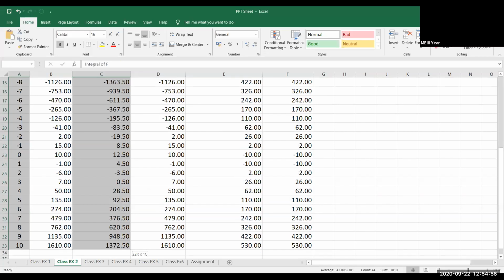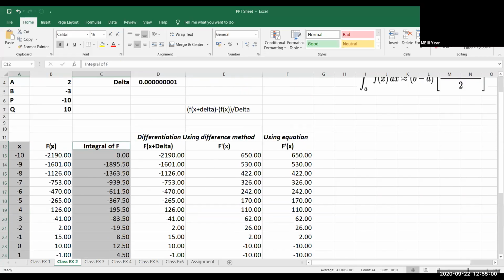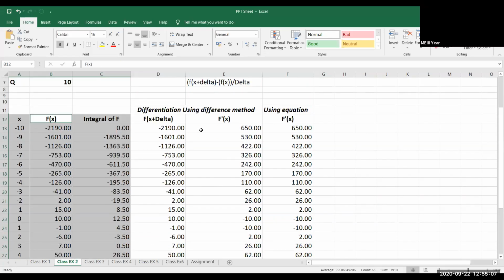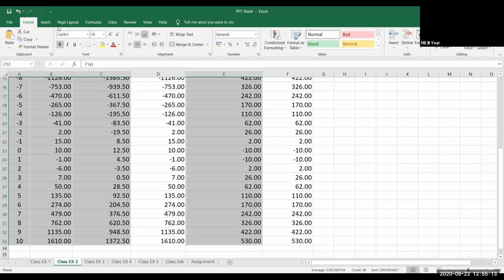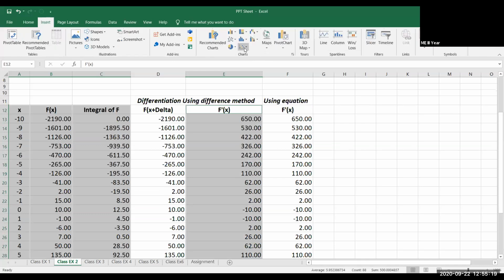In one graph we want to see how the variation could be there. Then this fx also you have to select. Then f dash x, any one value, either this value or this cell value. After that go to the insert and go to the plot. So this will be your variation.